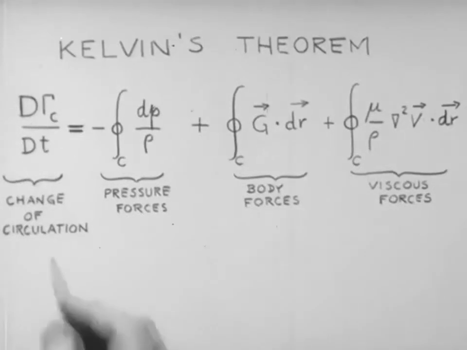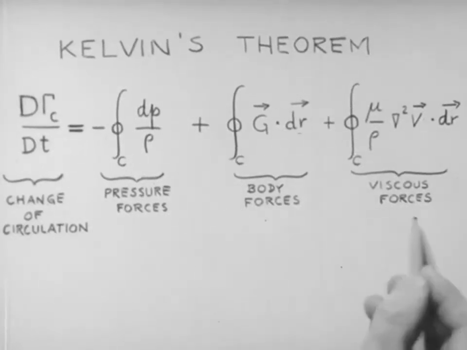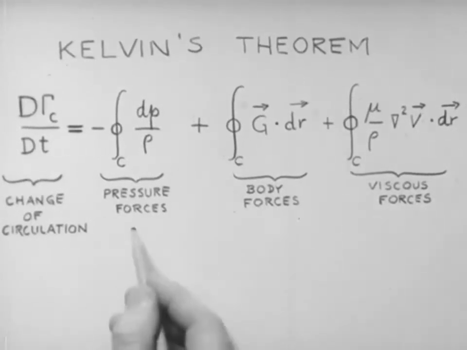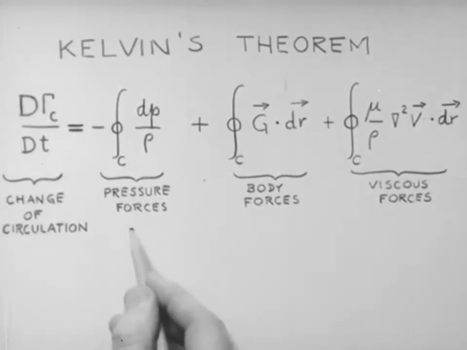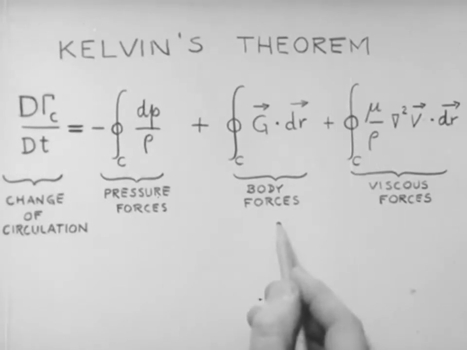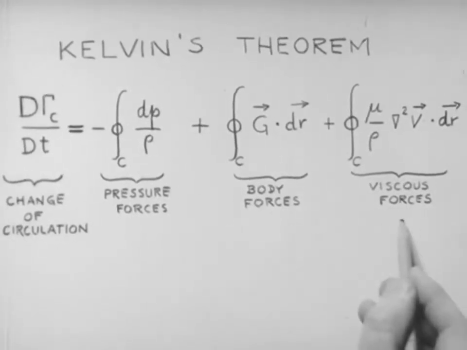We care only about the circulatory velocity field that it creates. The circulation is important because of a powerful theorem which Lord Kelvin evolved from the dynamical laws of motion. This states that the time rate of change of circulation for a fluid line of fixed identity is governed by the torques produced by all the forces acting in the fluid. The torques due to the pressure forces, to the body forces, and to the viscous forces.